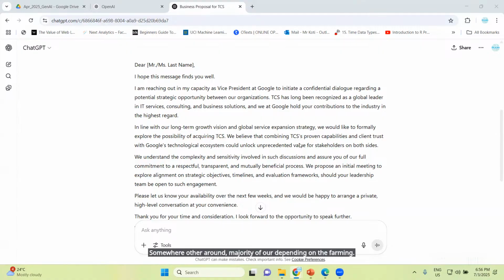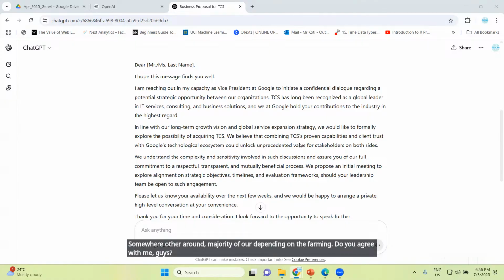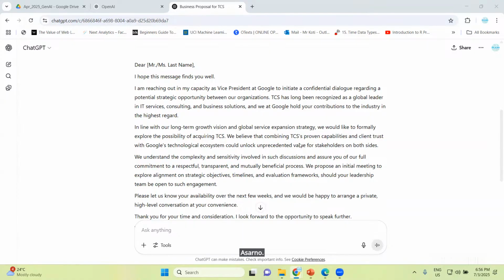Do you agree with me, guys? Yes or no? Only one? No one? Or does anyone feel shy to say, I came from a farmer background? We are proud to say it. The farmer is the one who gives food every day for us.